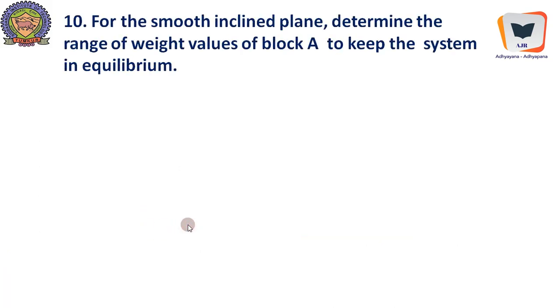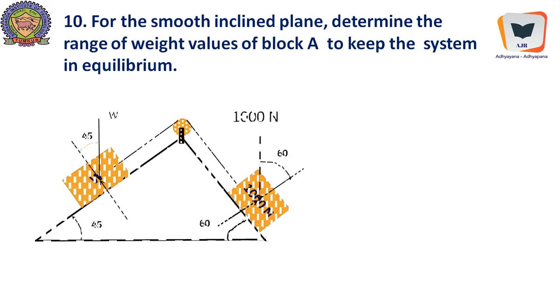Now the 10th problem goes like this. For the smooth inclined plane, determine the range of weight values of block A to keep the system in equilibrium. The problem is something like this. So block A, this is the weight. If the weight is more, the block will try to move like this. So that is one value of W. And if the weight value is less when compared to this 1000 Newton, the block will start moving like this.